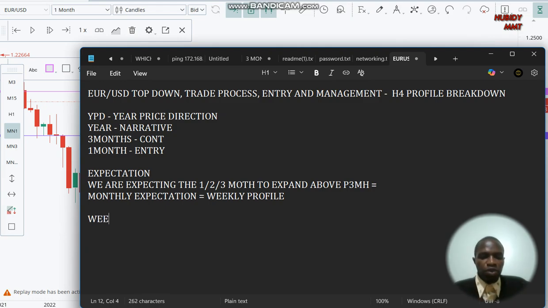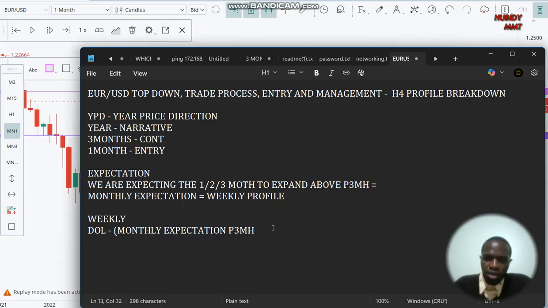How do we trade weekly profile? For weekly profile, we have our drawn liquidity as the previous monthly expectation, which is the previous 3 months high. And then we have our bias. Our bias will come when we use the principle that we expect the first 2 candles of the month to expand to give us a bias, then we trade the weekly profile. So for now, we don't have a bias, and that's where we'll start from.